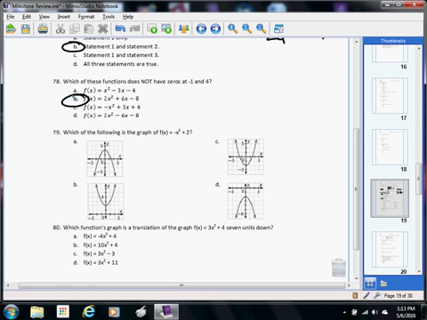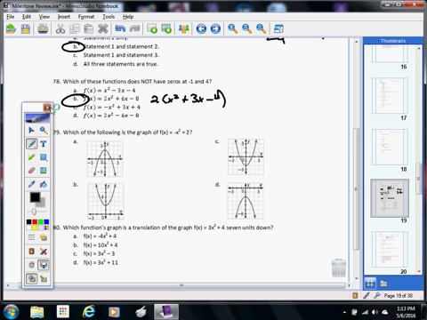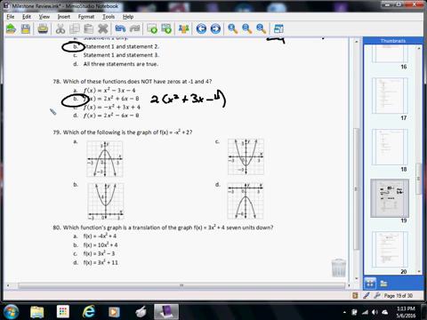Guys, which of these does not have zeros at negative 1 and 4? Well, I can check all of these out and find that this one factors out to be 2 times x squared plus 3x minus 4. So since it factors out to be the same thing, that has those zeros, x plus 4, x minus 1. So negative 4 and 1 are its zeros. Okay?